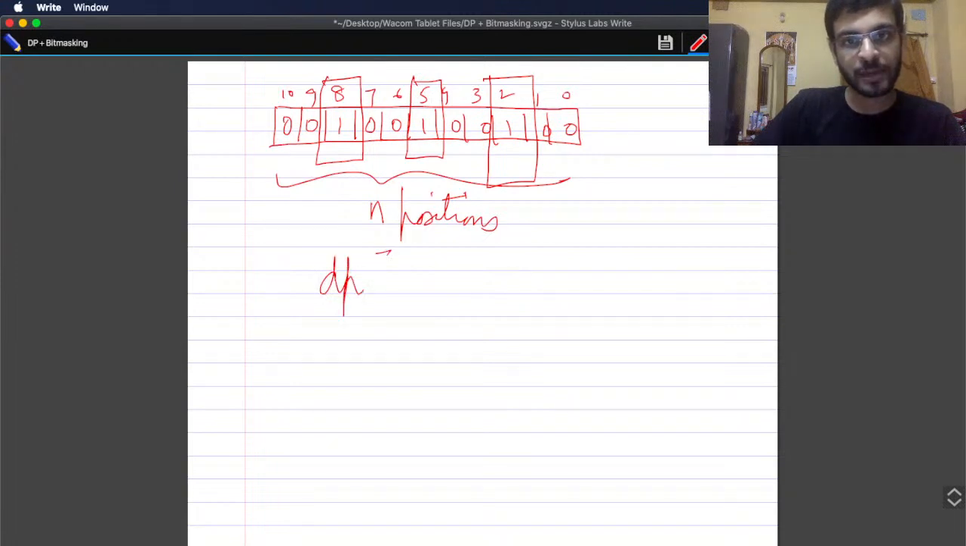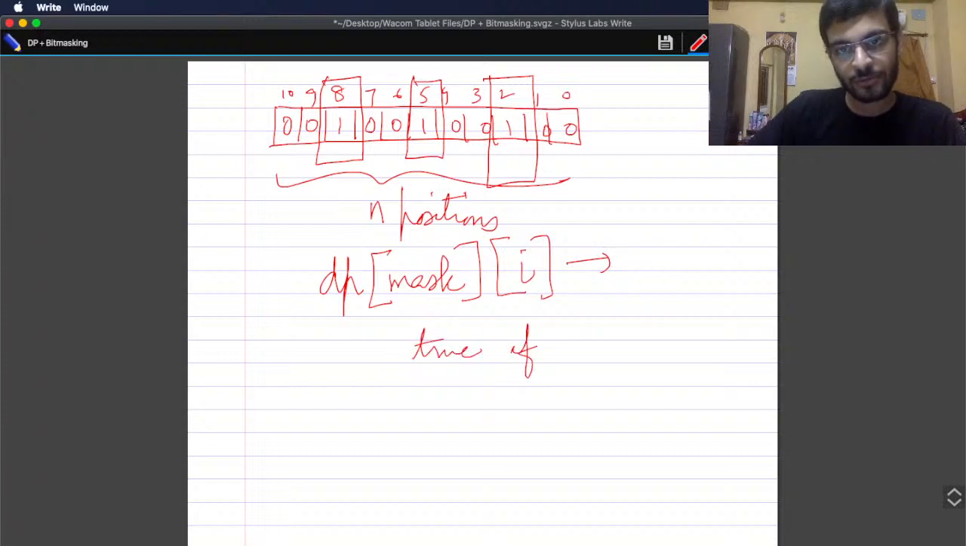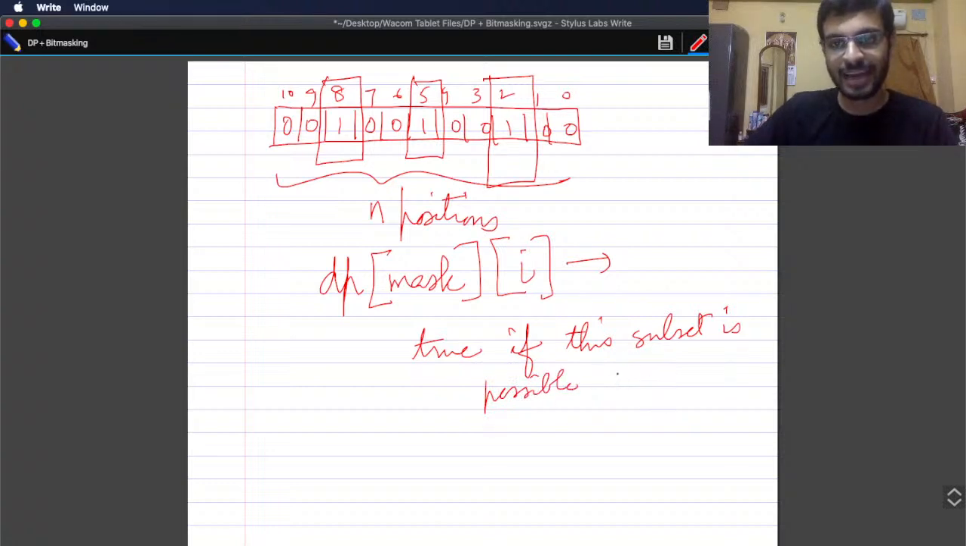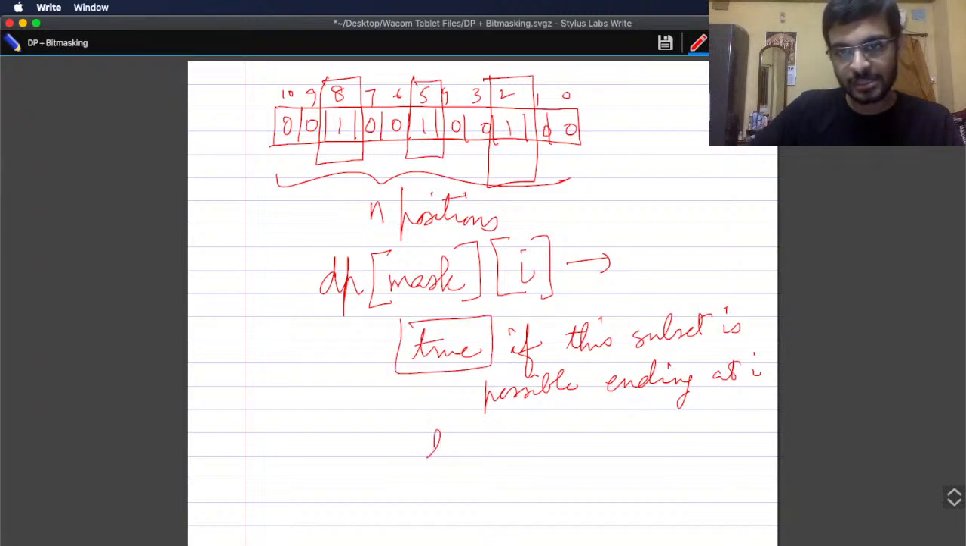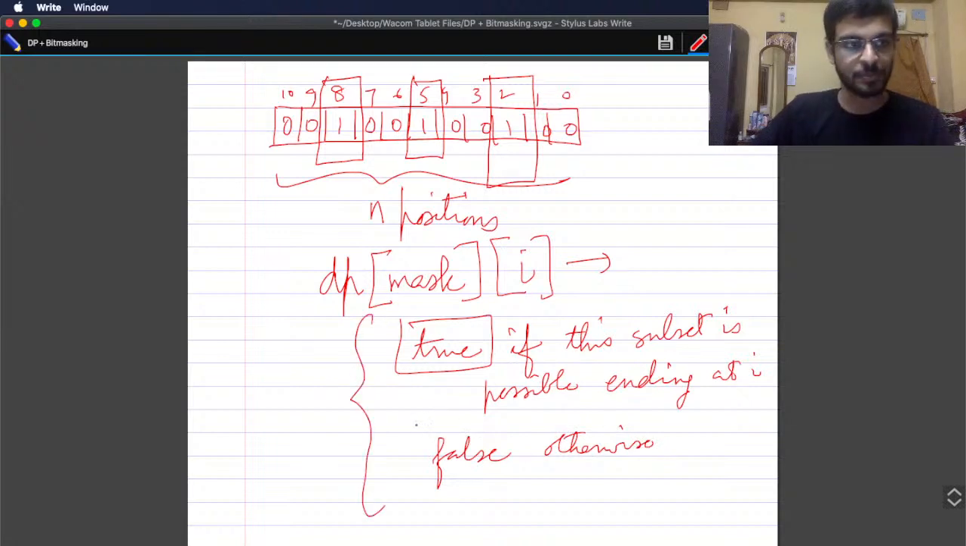And we will say for every vertex we will store this bitmask. So we will hold a DP which will say whether this mask is possible ending at a vertex I. So I will say this is true if this subset is possible ending at vertex I. We will say this is true then, and if it is not following that, then false. So we'll have false otherwise. Okay? So these are the two things that I'll keep in mind.